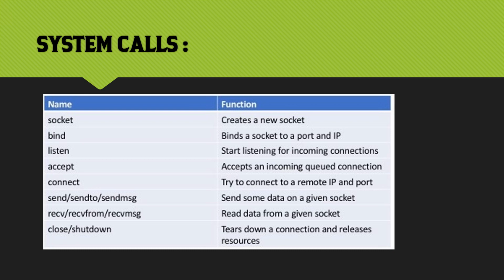And the accept function is called by a TCP server to return the next completed connection from the front of the completed connection queue. The connect function is used by a TCP client to establish a connection with the TCP server. The sendto function is used to send data over unconnected datagram sockets, and the recvfrom function is used to receive data from unconnected datagram sockets, and the close or shutdown function is used to close the communication.